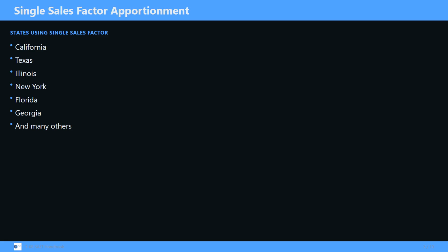Under single sales factor apportionment, often shortened to SSF, only the sales factor counts toward the apportionment percentage. Payroll and property are dropped from the calculation entirely. States that use single sales factor include California, Texas, Illinois, New York, Florida, Georgia, and many others, which tells you this is now the mainstream approach rather than an exception.